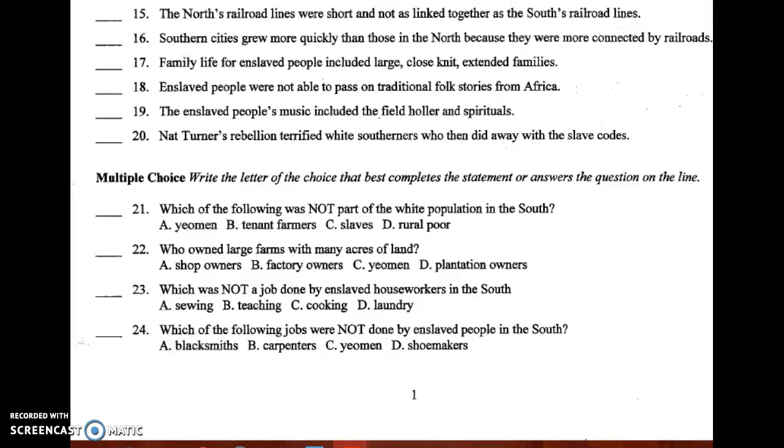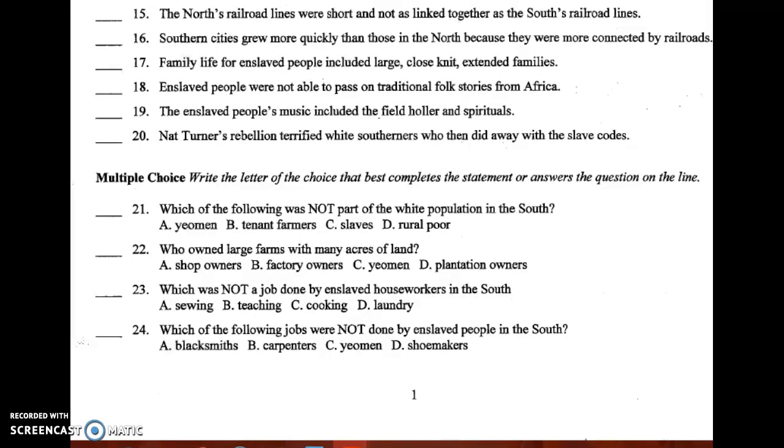Number 22. Who owned large farms with many acres of land? A. Shop owners, B. Factory owners, C. Yeomen, or D. Plantation workers? Plantation owners. D is plantation owners.